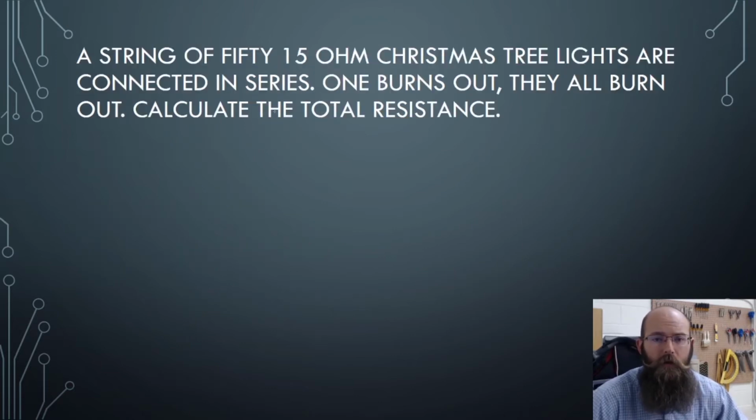Let's keep going. A string of 50 15 ohm resistors, or sorry, Christmas tree lights, are connected in series. One burns out, they all burn out. Calculate the total resistance. And that is very true. If one does go out, they all go out in a series, because they all have to continue in order for it to work. Otherwise, the circuit is broken. All right, I have 50, so this one's set up very similar to the last one. 50 times the 15 ohm resistor. Well, 15 times 50. So resistance total is going to be 750 ohms. Awesome. We'll just keep on moving.